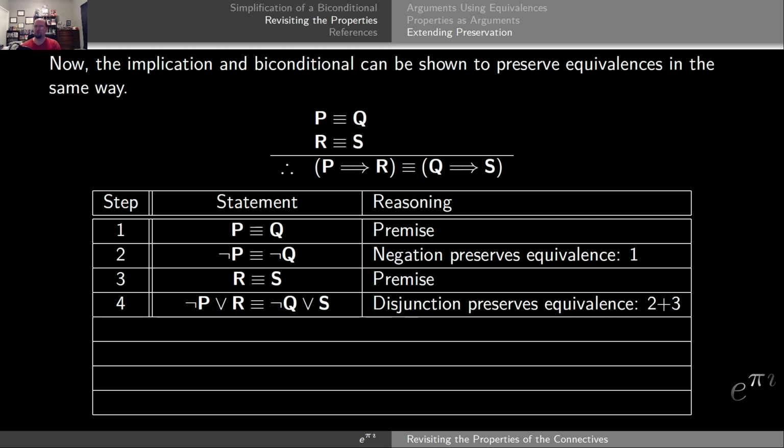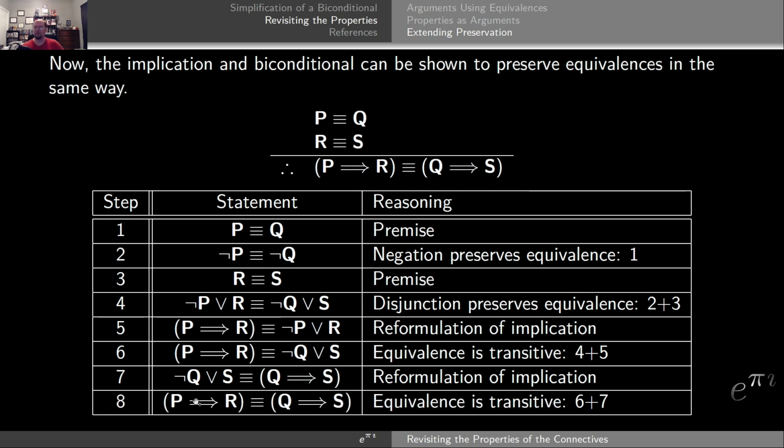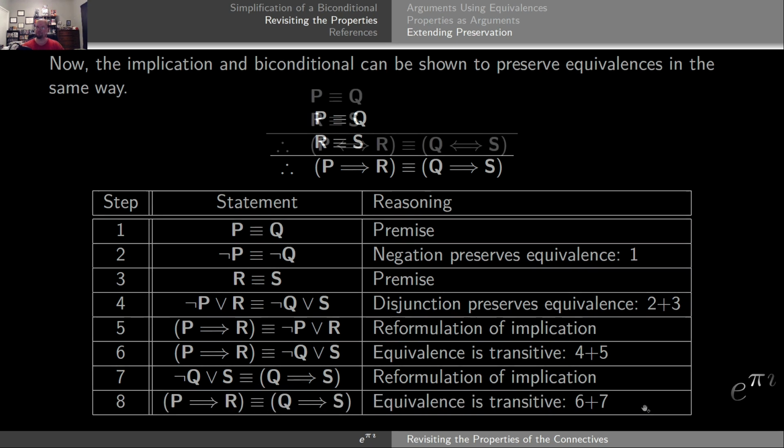So let's use that. Remember that P implies R can be reformulated, that is, it is equivalent to negation P disjunction with R. By transitivity, that gives me P implies R is equivalent to negation Q disjunction with S. Do this one more time. Negation Q disjunction with S is equivalent to Q implies S. So I now, by transitivity, have that P implies R is equivalent to Q implies S, completing the proof.